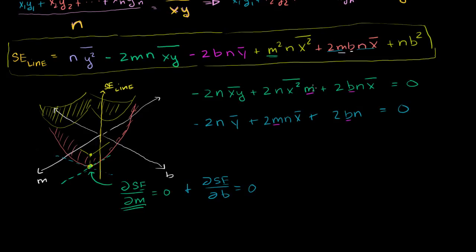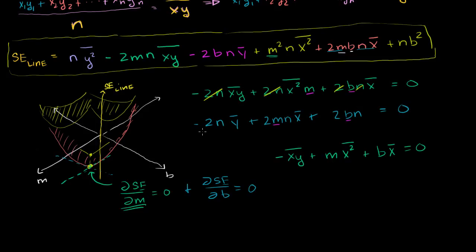If we divide the top equation by 2n, we can even see it here. This will become just 1. That goes away, and those go away, and you are left with negative times the negative mean of the xy's plus m times the mean of the x squareds, plus b times the mean of the x's is equal to 0. That's this first expression when you divide both sides by 2n.